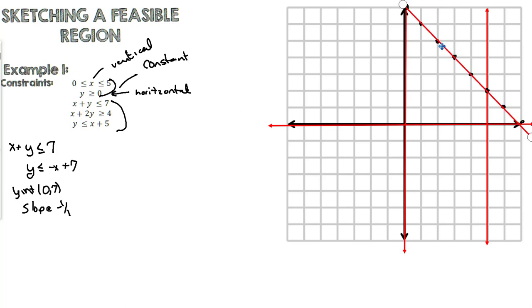I'll go ahead and color that black so that you can see that it matches that equation. Okay, my next one is going to be this: x plus 2y is greater than or equal to 4. Get the x over to the other side, and then divide both sides by 2.